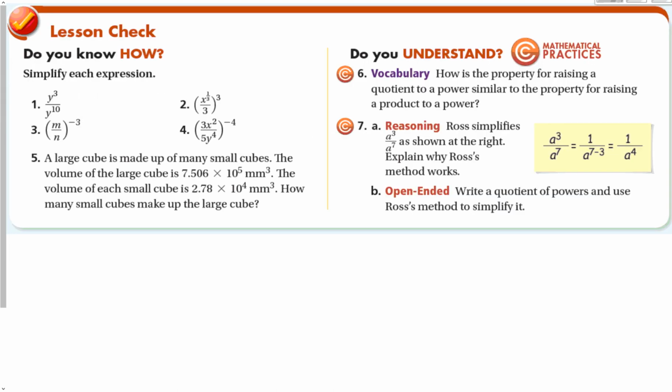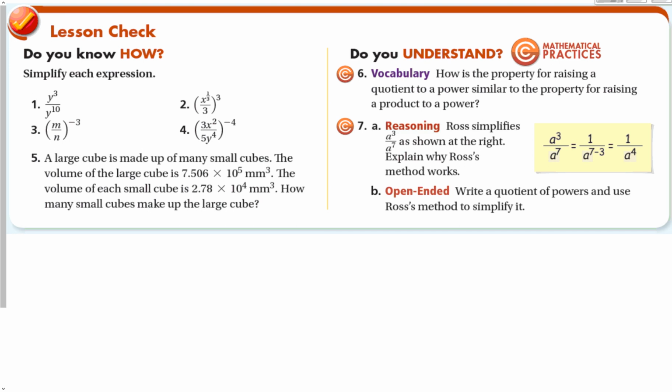All right, so simplify each expression, subtract the exponents there, raise everything to the third power, flip this over, n over m to the positive third power, and flip this whole fraction over to simplify easily. For this one, right, divide 7.56 by 2.78, and it will be times 10 to the first power.